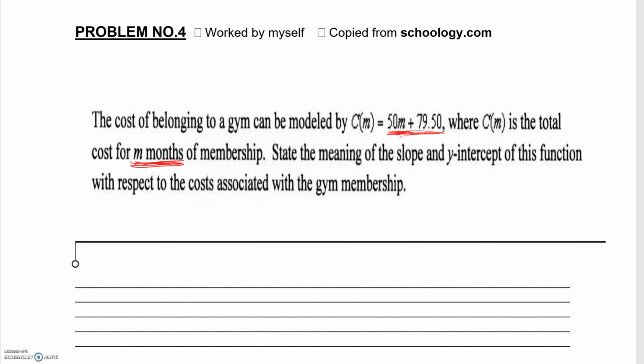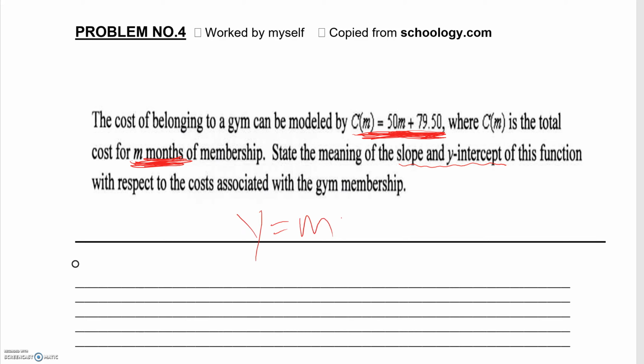The cost of belonging to a gym could be modeled by this function, C of m equals 50m plus 7950, where C of m is the total cost for m months of membership. State the meaning of the slope and y-intercept of this function with respect to the costs associated with the gym membership. So this is one of those in-the-context-of-the-problem things.